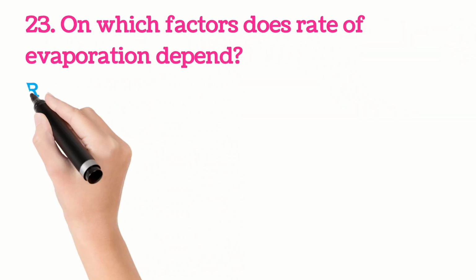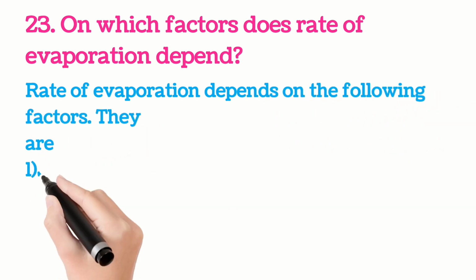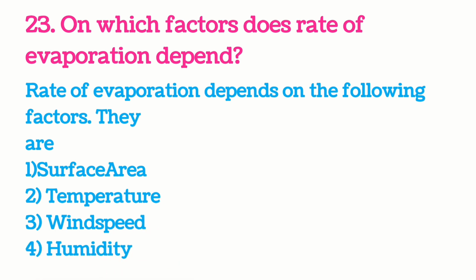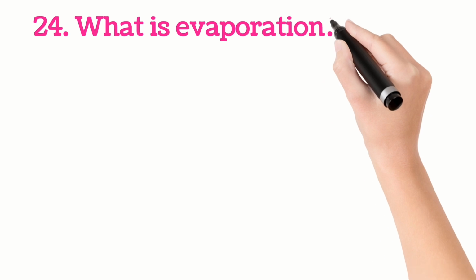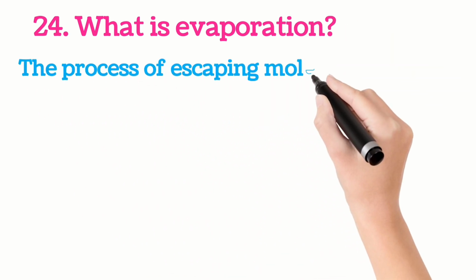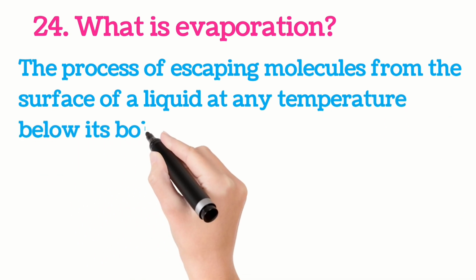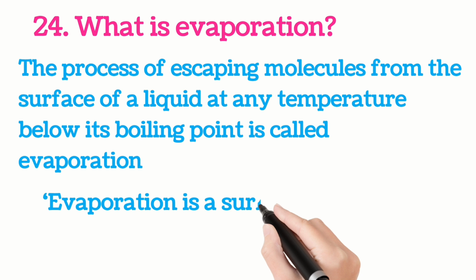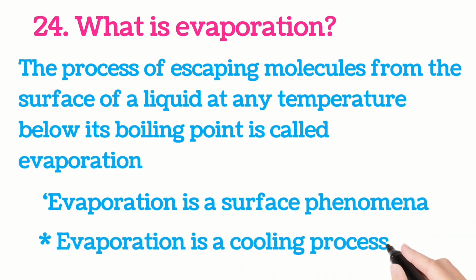On which factors does rate of evaporation depend? Rate of evaporation depends on the following factors: surface area, temperature, wind speed, humidity. What is evaporation? The process of escaping of molecules from the surface of a liquid at any temperature below its boiling point is called evaporation. Evaporation is a surface phenomenon. Evaporation is a cooling process.